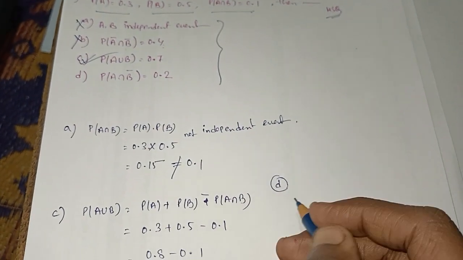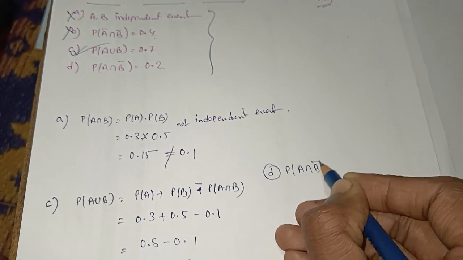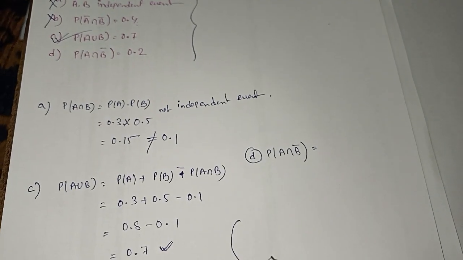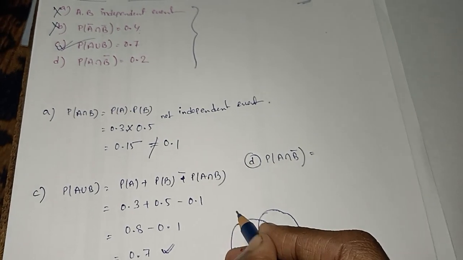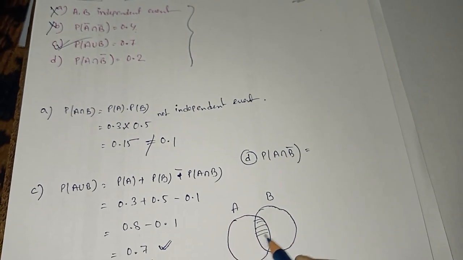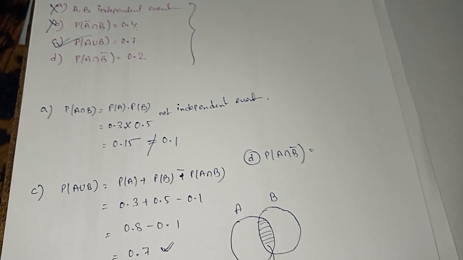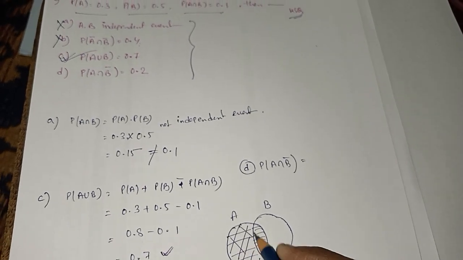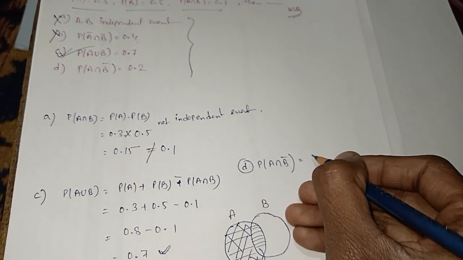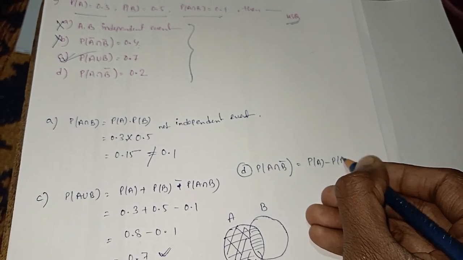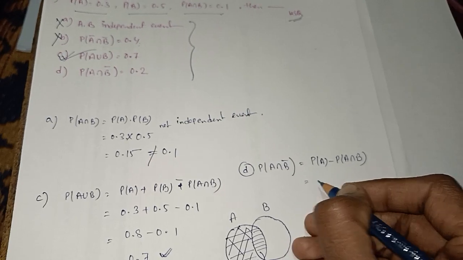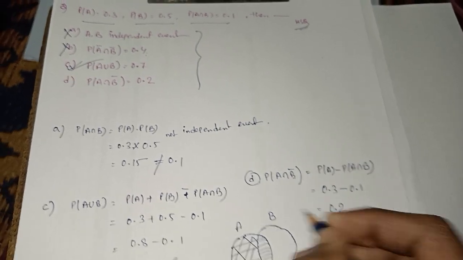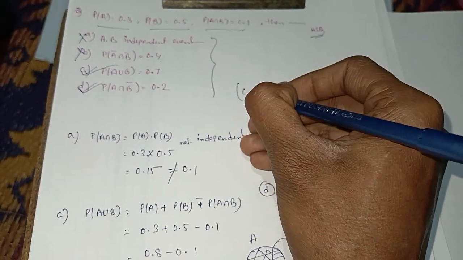Now in option D, P of A intersection B bar means we are not taking the B portion. We can easily solve it using the Venn diagram. This is A and this is B, and this is P of AB. We are not taking the B portion, so we only take this shaded portion. So we can say P of A minus P of A intersection B. P of A is 0.3 as given, and P of A intersection B is 0.1, so we get 0.2. So option D is correct. The correct answer of this question is C and D.